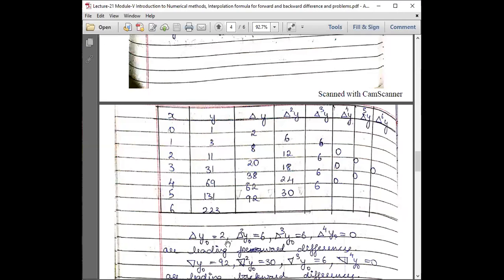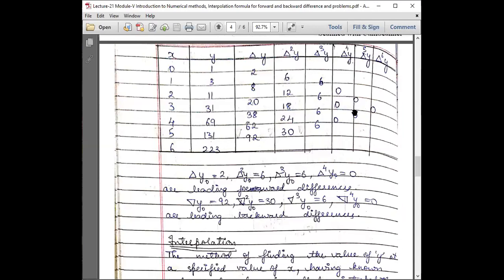Delta y naught is equal to 2. Delta square y naught is equal to 6. Delta cube y naught is equal to 6. And delta power 4 y naught is equal to 0. These are our leading forward differences. Just try to understand what I said in the first slide. The same thing here: the upper entries of each table are the leading entries of the forward difference. Similarly, the lower entries of the given table are the backward differences.